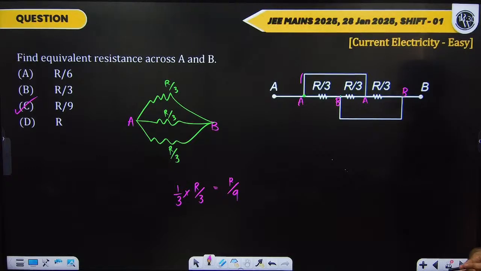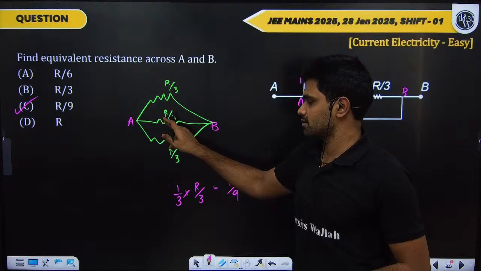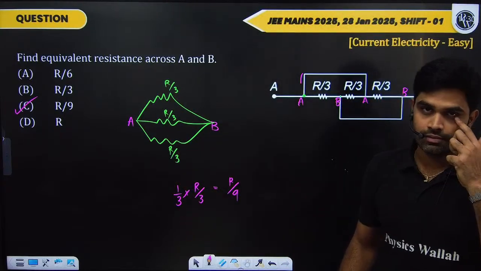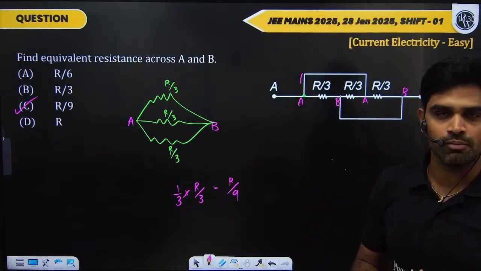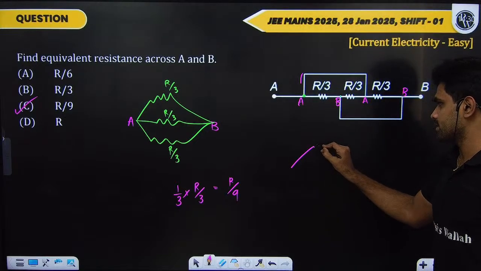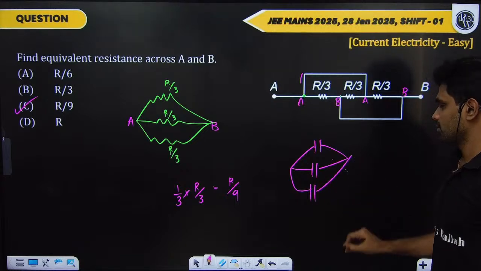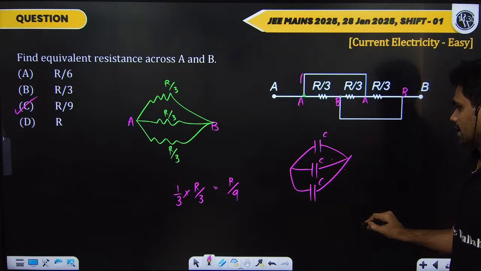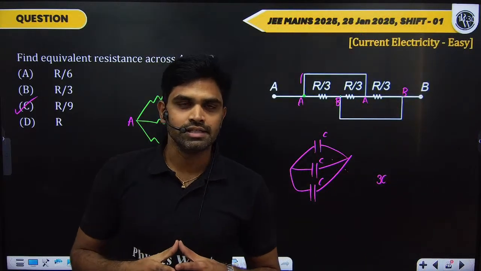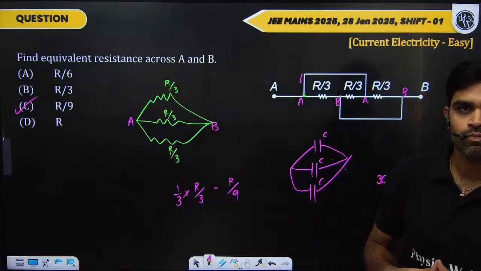So easy question. The same question they can ask with capacitors. If it was capacitors, then whatever is the series formula for resistance will be the parallel formula for capacitors. The answer would have been 3C. Here we use the resistance series. Easy question.